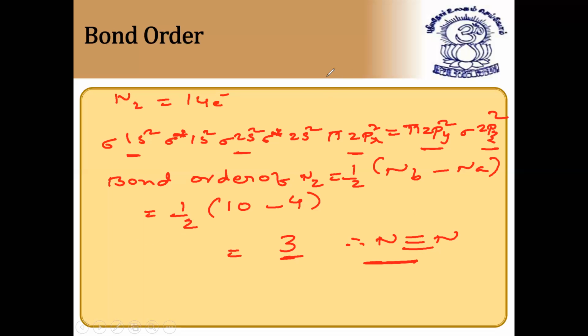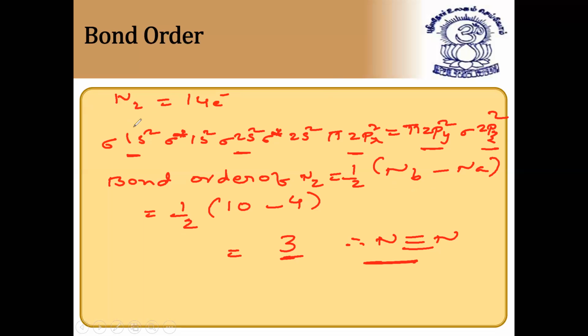So like this, you can find bond order for oxygen and any other molecule. So this is very, very important. Just copy down in your classwork how to find bond order. The formula is half into Nb minus Na. What is Nb? Number of electrons in bonding molecular orbitals. Na is number of electrons in anti-bonding molecular orbitals.